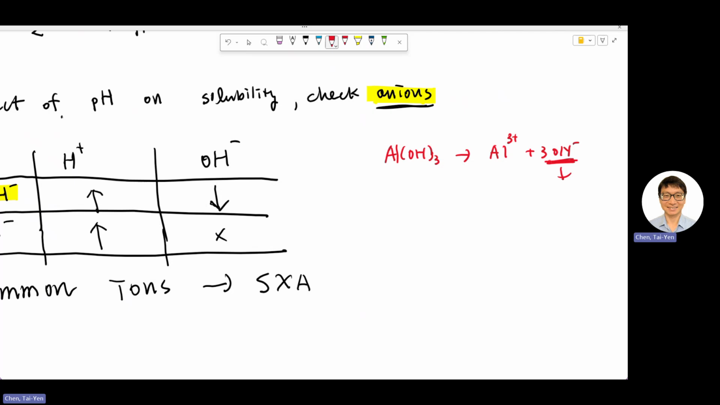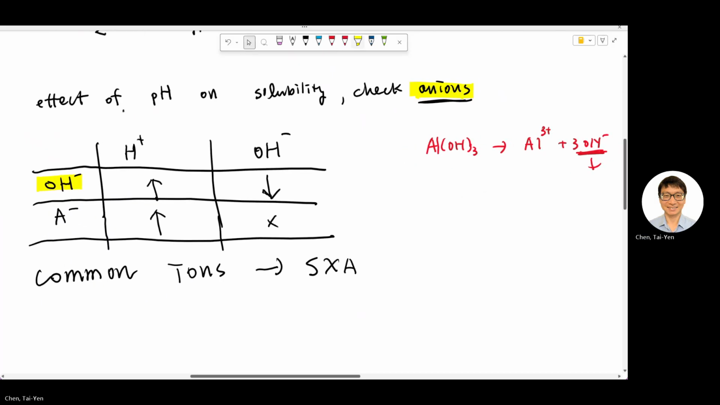Okay, everybody follow the things I say? So if you add H plus to this aluminum hydroxide, the solubility of that insoluble salt, which is AlOH3, is going to increase. So this is why in this table, I say if I add H plus, the solubility is going to increase.